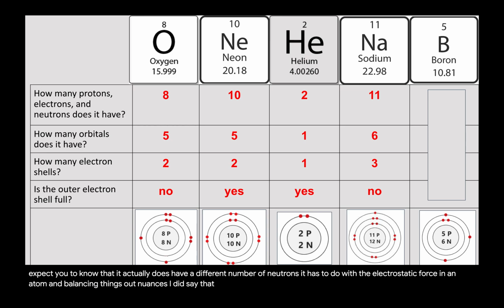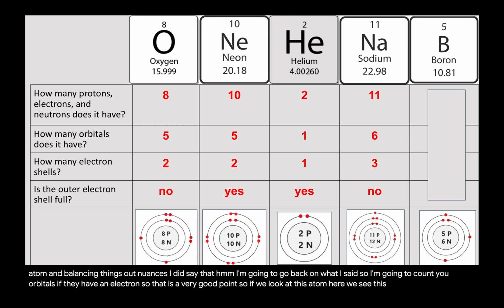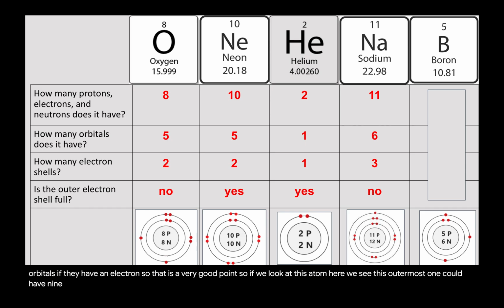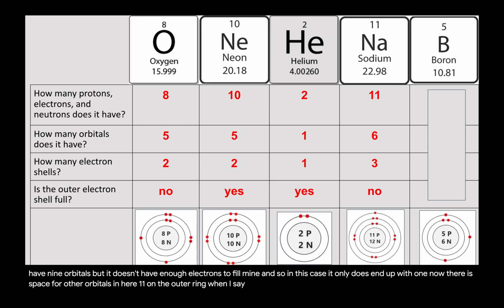Oh, I did say that. I'm going to go back on what I said, actually. I'm only going to say count the orbitals if they have an electron. That is a very good point. If we look at this atom here, this outermost one could have 9 orbitals, right? But it doesn't have enough electrons to fill 9 orbitals, and so in this case, it only ends up with 1. Now there is space for other orbitals in here, but it only has 1 valence electron, 1 on the outer ring. Does that make sense?